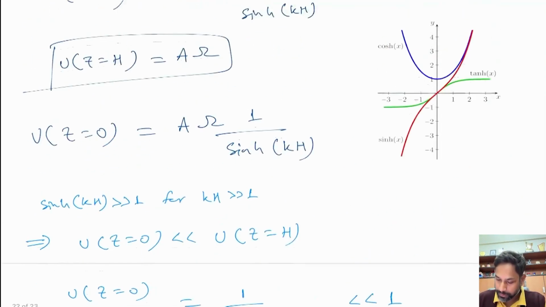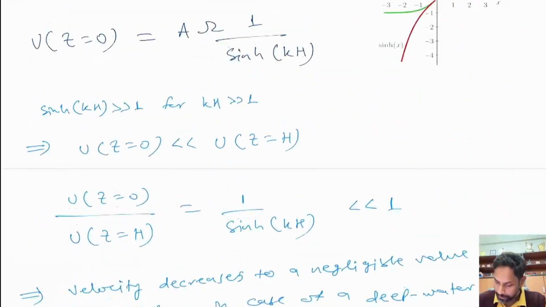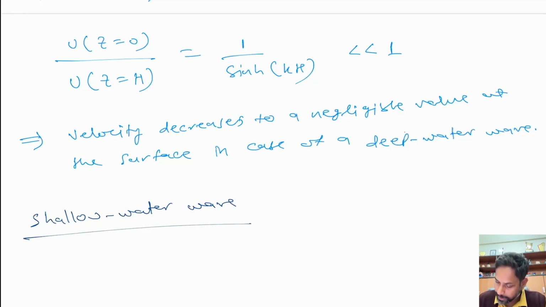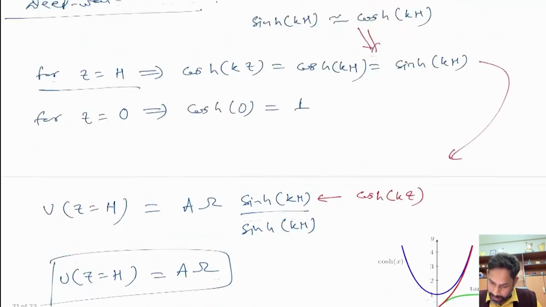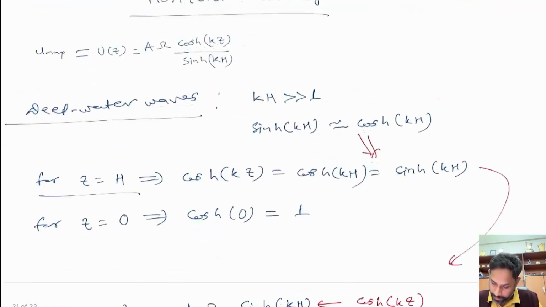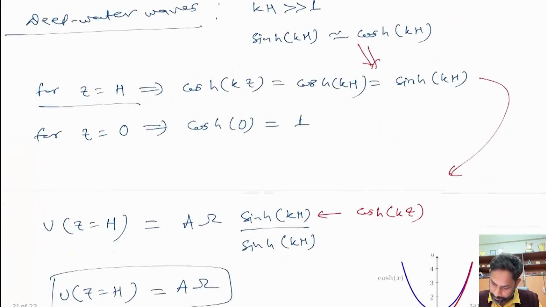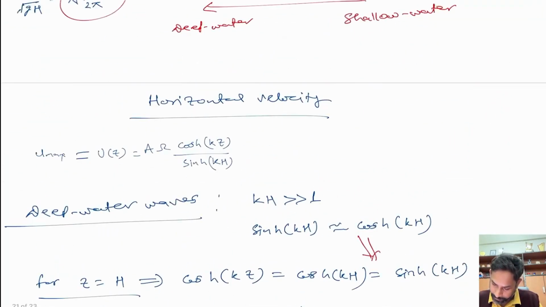And now let's try to analyze this case for a shallow water wave. Okay, and in case of a shallow water wave, we know that KH is much smaller than 1. Okay, and that is why we go back to this particular equation here.